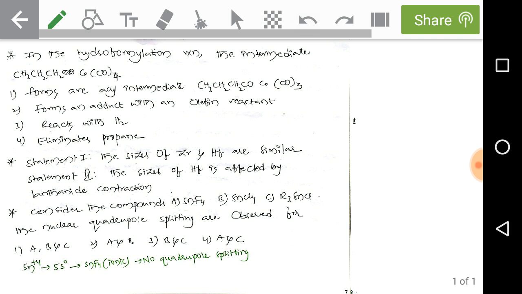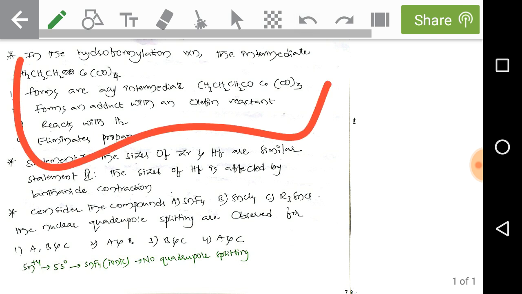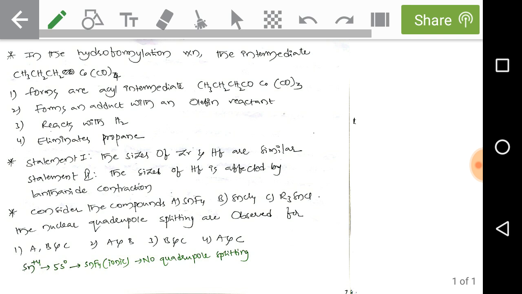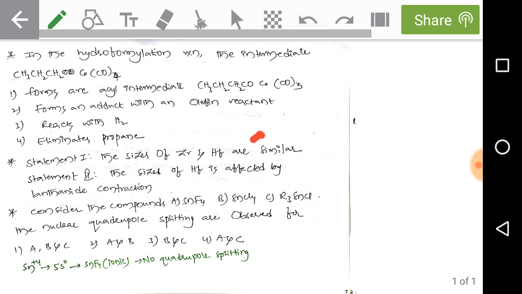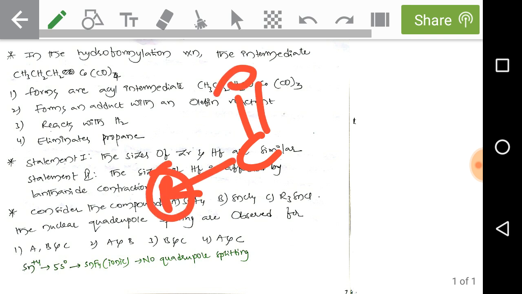Next one, in the hydroformylation reaction, the intermediate forms an acyl intermediate, and this is the correct statement. Okay, so we can observe an acyl intermediate in the hydroformylation reaction. So the first statement is the correct one.